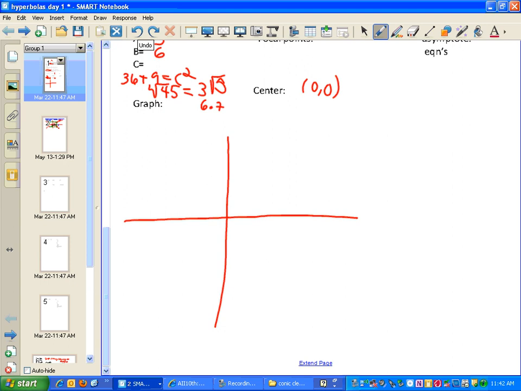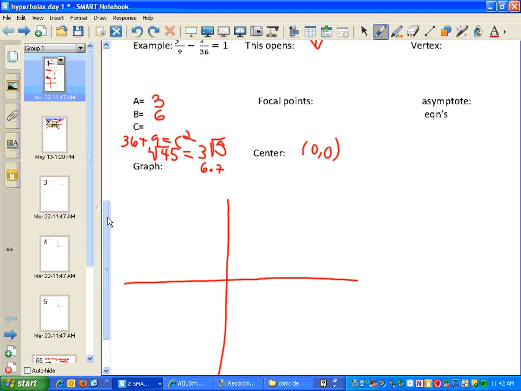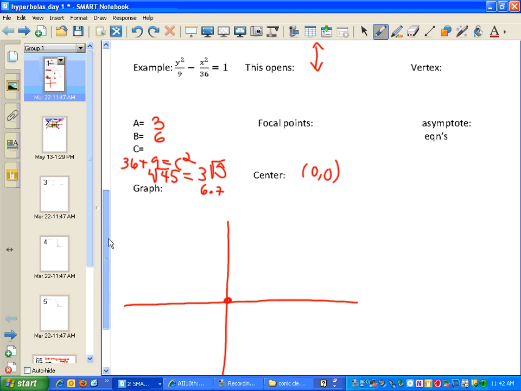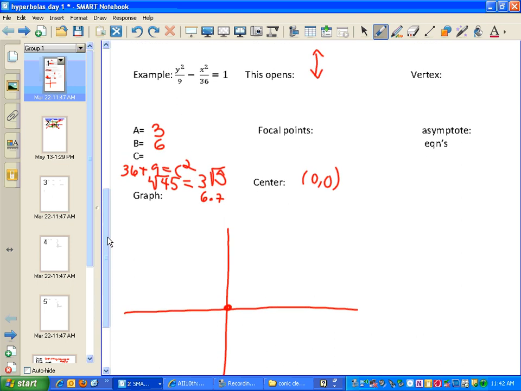All right, so where's my center? And how does this open? Up and down. Okay. And so how many units do I go up to get to my 1, 2, 3? That is a vertex. 1, 2, 3. That is a vertex. So the coordinates of the vertex then are 0, 3 and 0, negative 3. Correct.